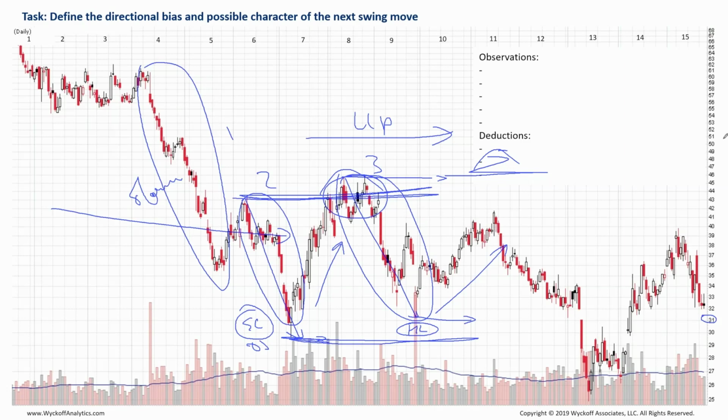Well, we see that the rally is not that great, right? So this is probably a good example of a weak rally. Why? Because look at the commitment. There is only one bar that commits to the upside in this upthrust manner.